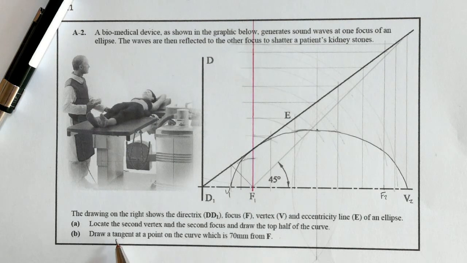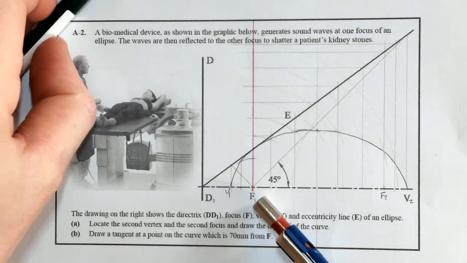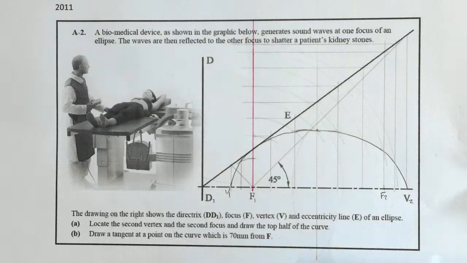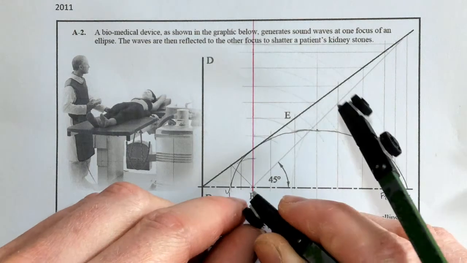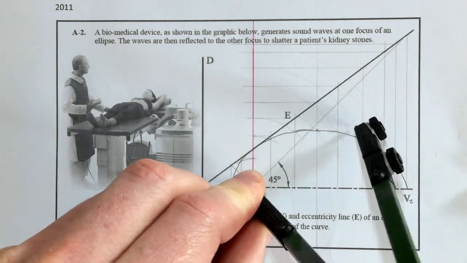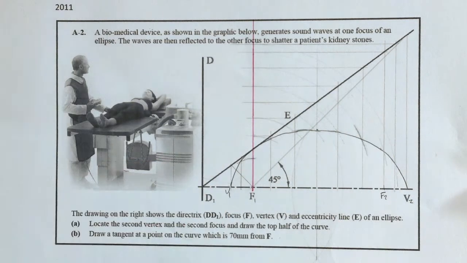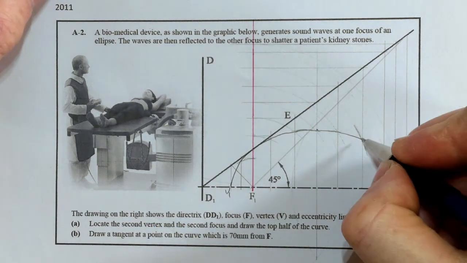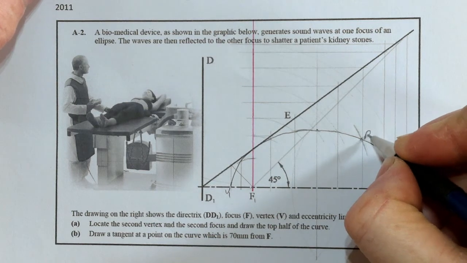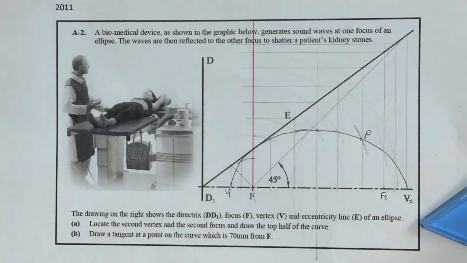Part B, draw a tangent at a point on the curve which is 70 millimeters from F. So here's my point F. So set your compass to 70 millimeters and swing off an arc there from F, and I'm going to call that there point P.